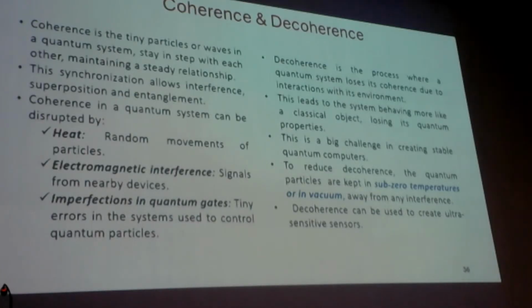So this allows interference, superposition, entanglement, which are very important for quantum computation. Coherence can also be disrupted. How? By heat, random movements of particles, electromagnetic interference, so signals from nearby devices, and imperfection in the quantum gates, when they are so tiny, the error system used to control quantum particles.